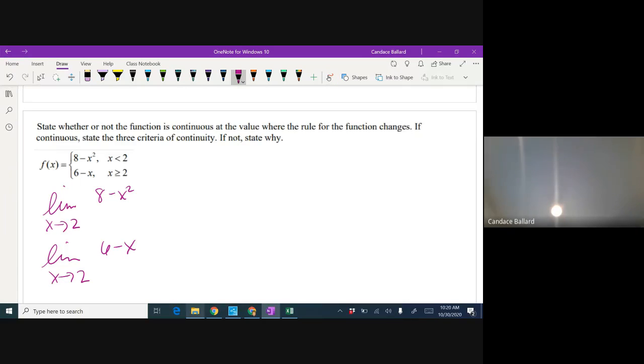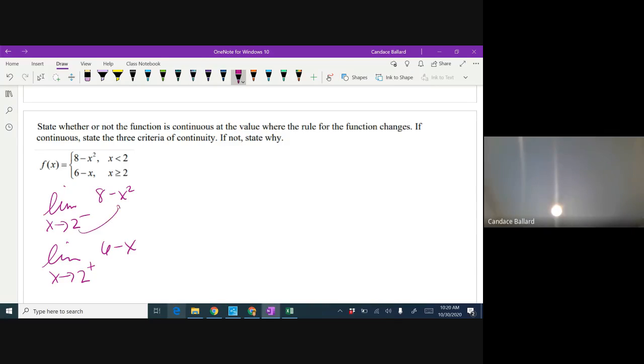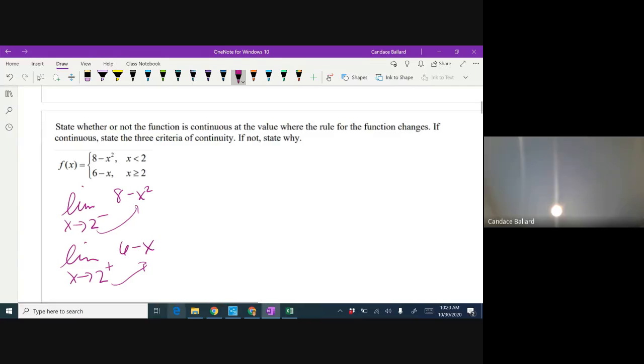All right, I'm seeing a lot of 4s. Okay, that's good. I'm not seeing everybody answering, so I am going to quickly go over it, but I'm going to go really fast, because I want to make sure we get in everything. Okay, so I am plugging my 2 into those functions, right? And I have the one from the left is the less than, one from the right is the greater than. So I've got 8 minus 2 squared. 2 squared is 4, and then I've got 4. All right, and then from the right side, I've got 6 minus 2, which is 4.